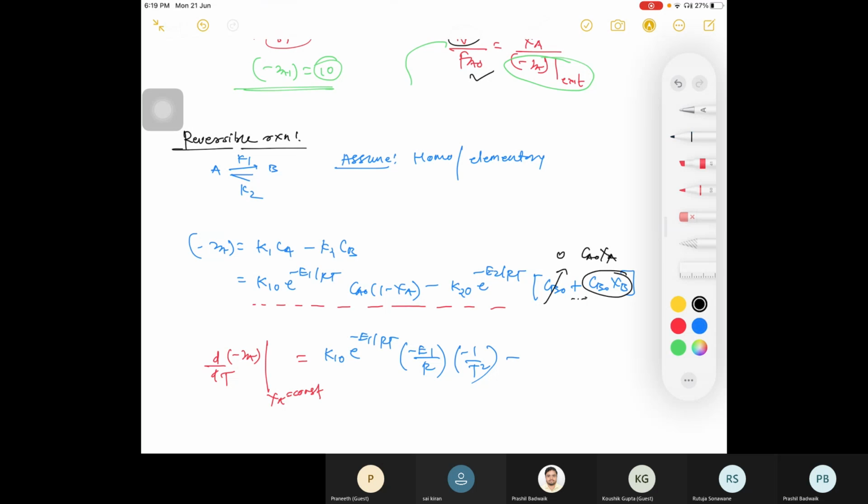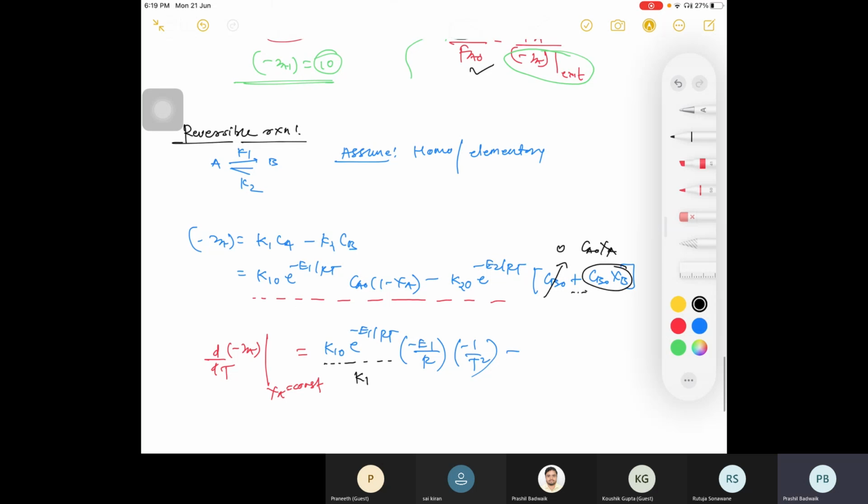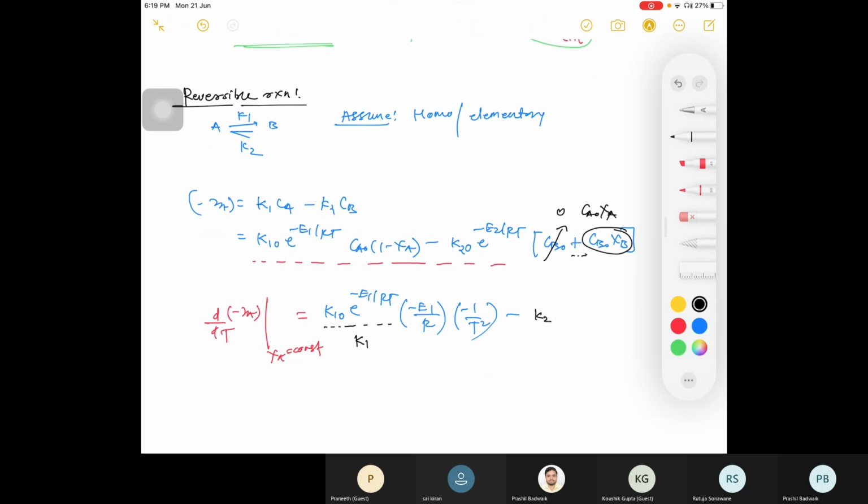Now, what is this? This is your K1. Here you will get K2 into minus E2 divided by R, 1 upon T square. Oh, sorry, there is one more term. That is your Ca naught 1 minus Xa, and here you will be having T square, Ca naught into Xa. Are you getting this?